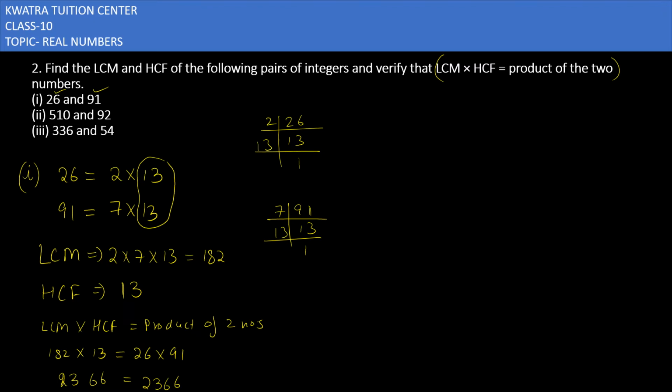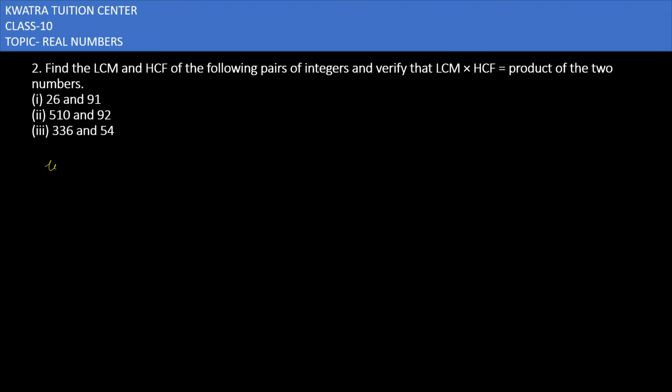Now I will be doing the second part of it. It is 510 and 92. So what you have to do is you have to first figure out the prime factors of 510 and you have to figure out the factors of 92. So 510 is divisible by 2, giving 255.